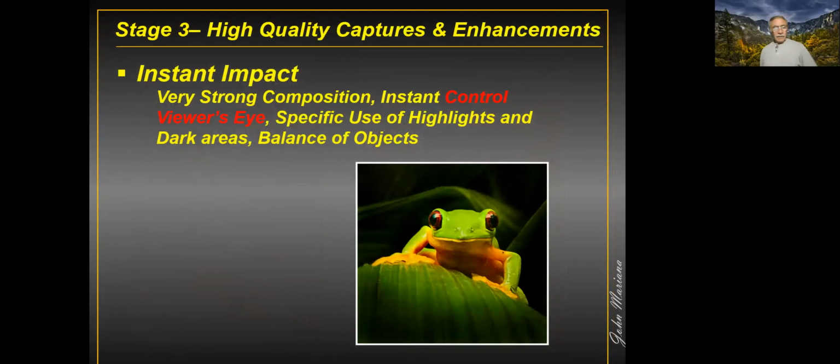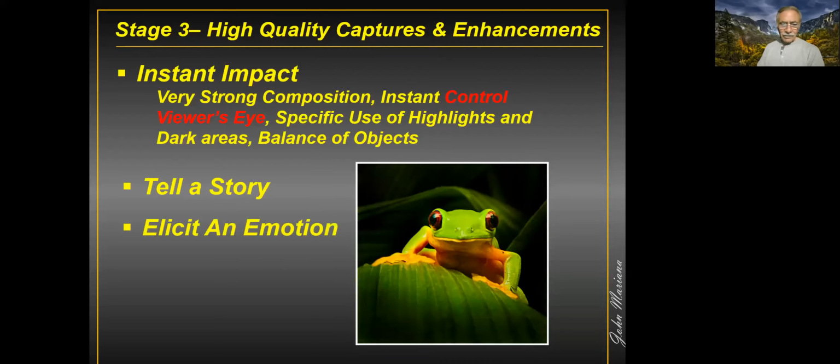Stage 3 now. High quality captures. Instant impact. When the image is viewed, whether it's in a competition or jurying, think about that. You want your image to get in and get an award in a competition, it needs to have impact so that when the judge is looking at your image in relation to another couple hundred, it sticks in their mind. Very strong composition, instant control of the viewer's eye, specific use of highlights, dark areas, balance of objects. Try to tell a story. Look at the look on the frog's face. He's looking pleased, eliciting emotion. Those are the key elements of stage 3.